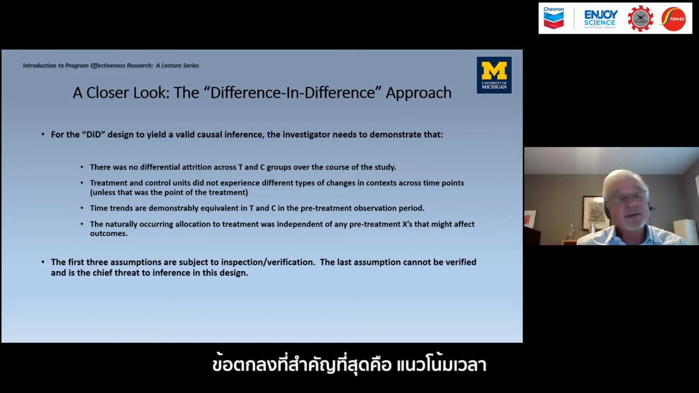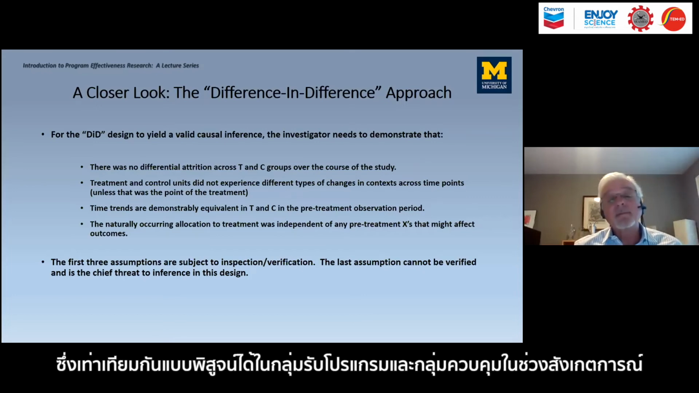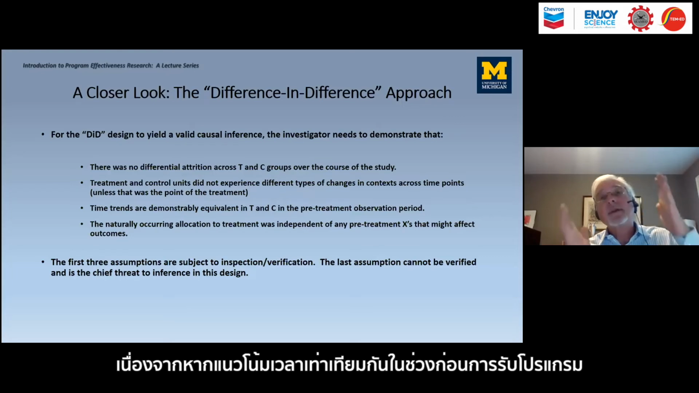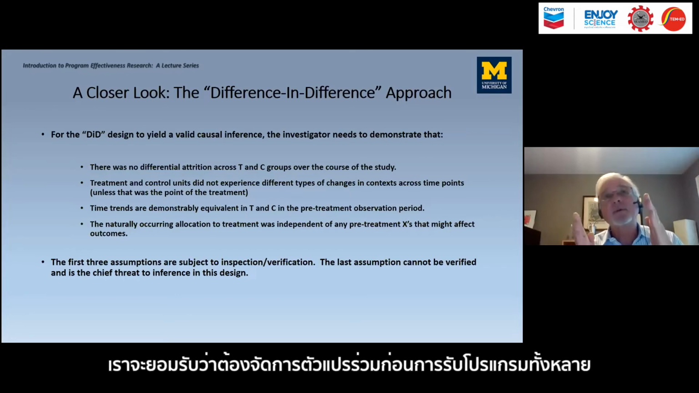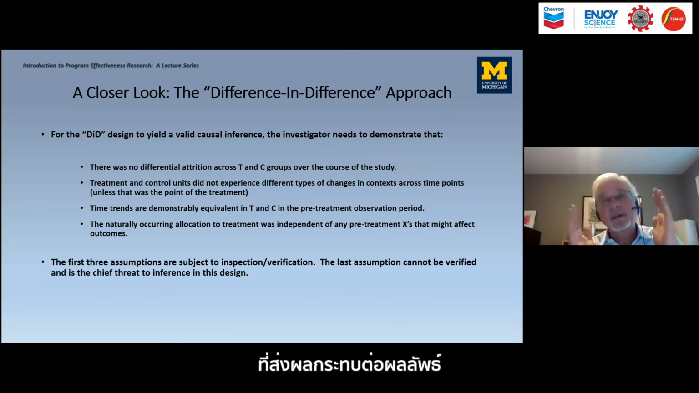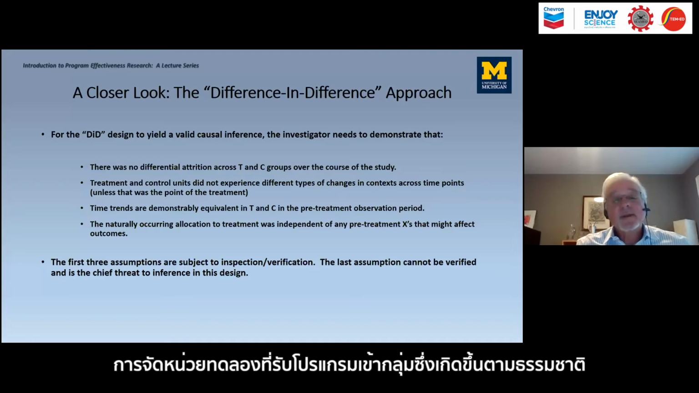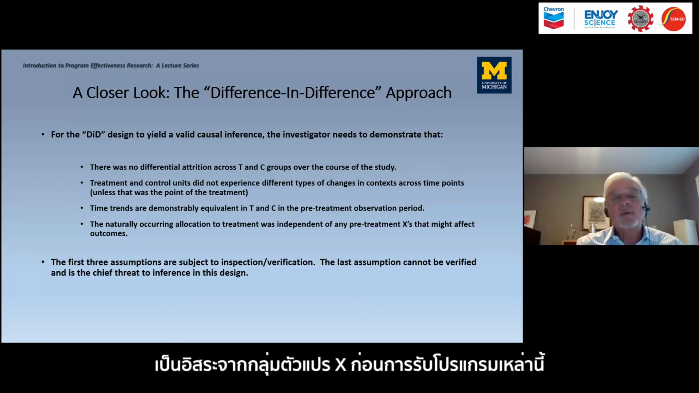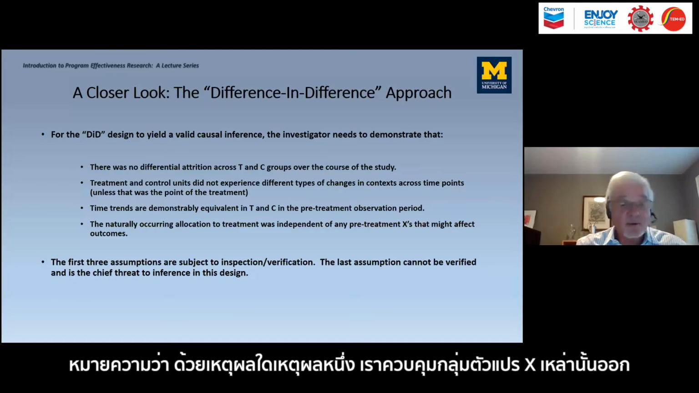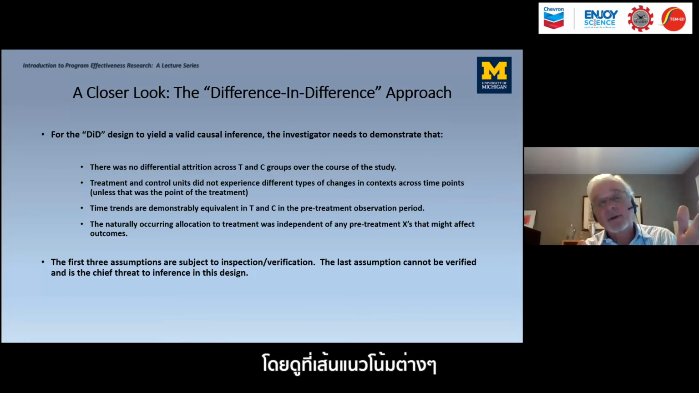The most important assumption is that time trends are demonstrably equivalent in treatment and control in the observation period, because if they're equivalent time trends in the pre-observation period, we've assumed now that we have a handle on all the pre-treatment covariates that are affecting outcomes. And then we assume that the naturally occurring allocation to treatment was independent of any of these pre-treatment X's. That is, somehow we've just controlled those away by looking at the trend lines.